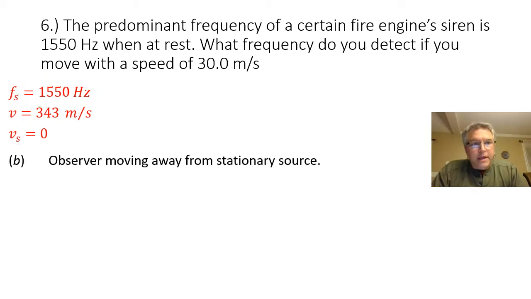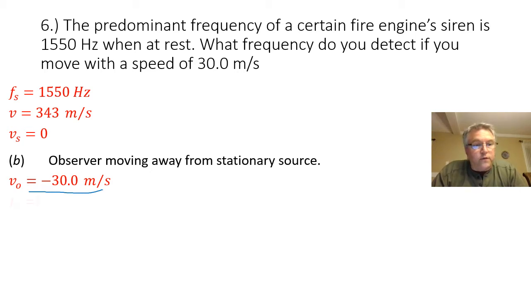For part B of problem 6, the observer is now moving away from the stationary source, and their speed is still 30.0 meters per second. But note here, the velocity has now become negative 30 meters per second because we are moving away from the source. Remember, if you're moving toward the source, the observer's velocity is positive. If you're moving away, your velocity is negative.